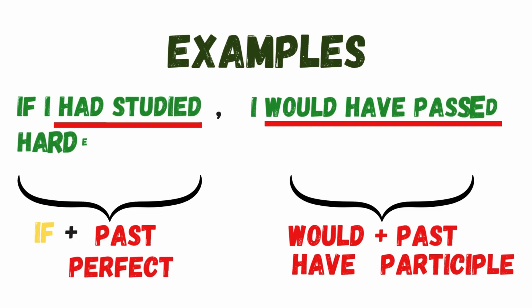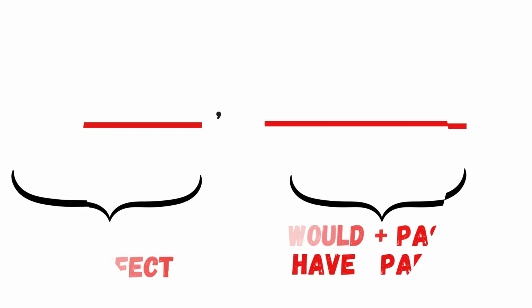Example 1. If I had studied harder, I would have passed the exam. If clause, condition: if I had studied harder, past perfect, did not happen. Main clause, result: I would have passed the exam, would have plus past participle. This means I didn't study hard, so I didn't pass. The sentence imagines a different past result.